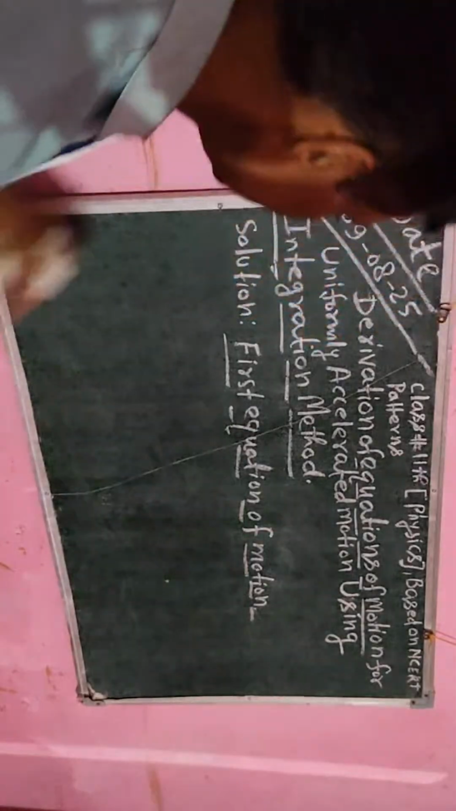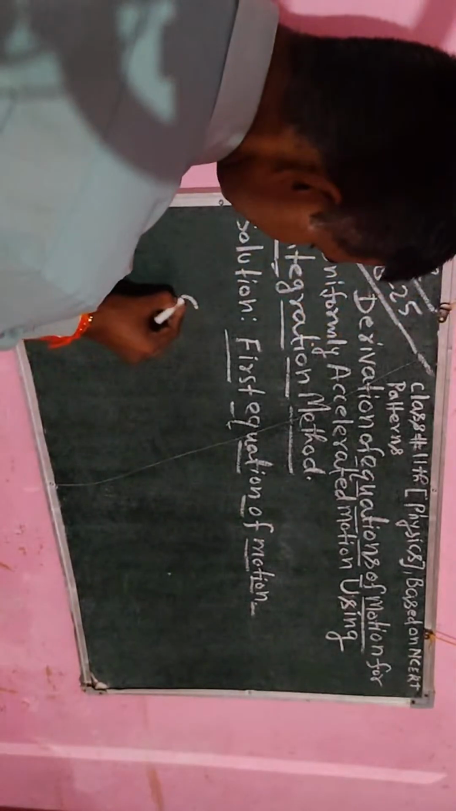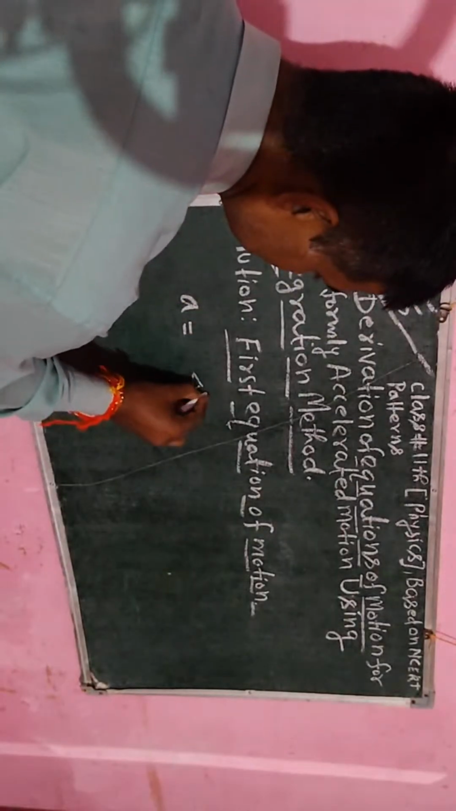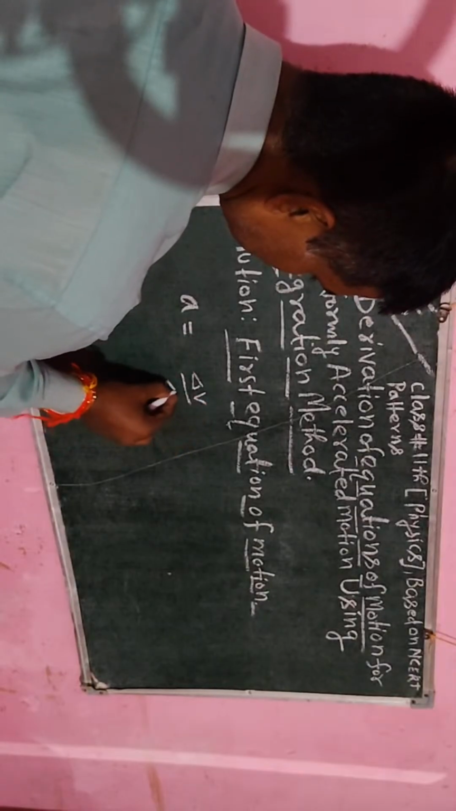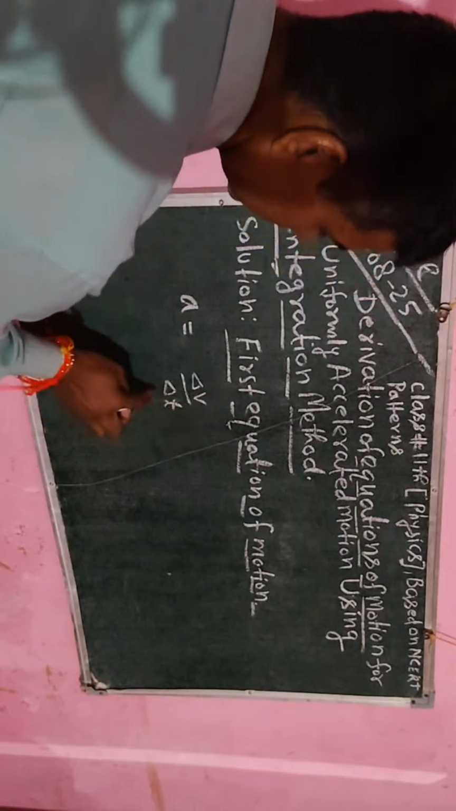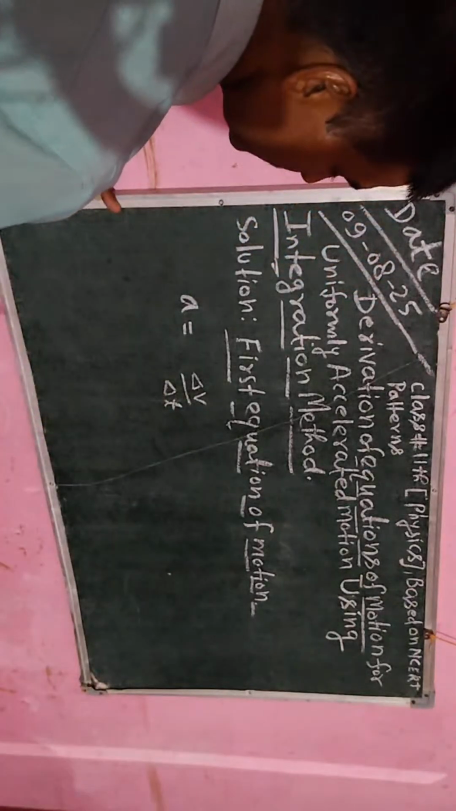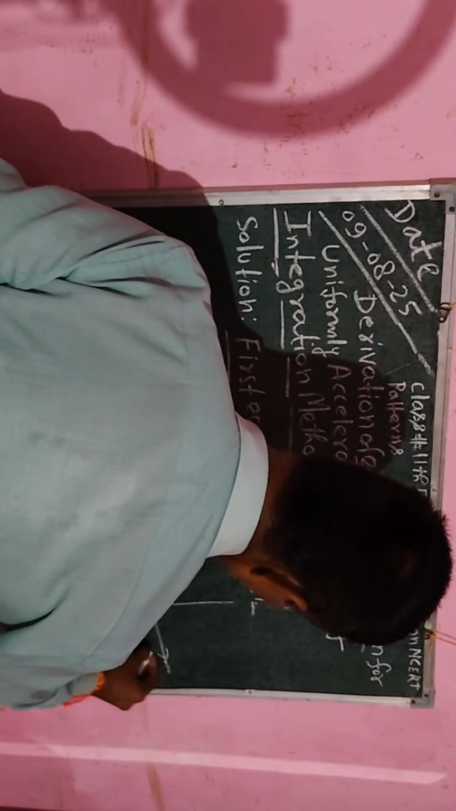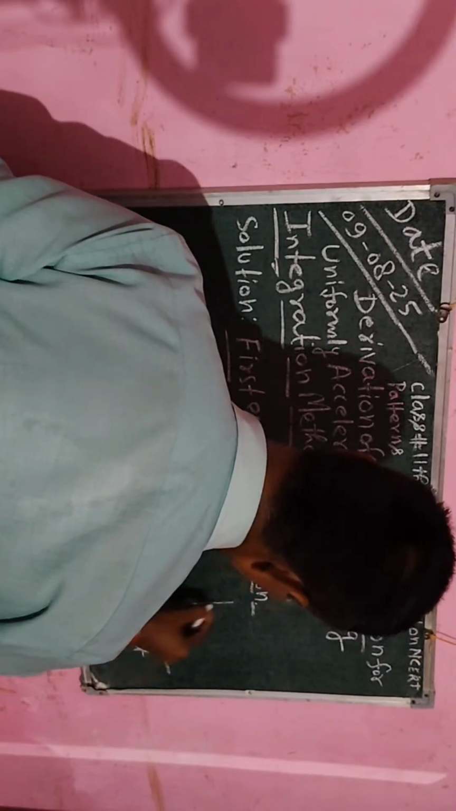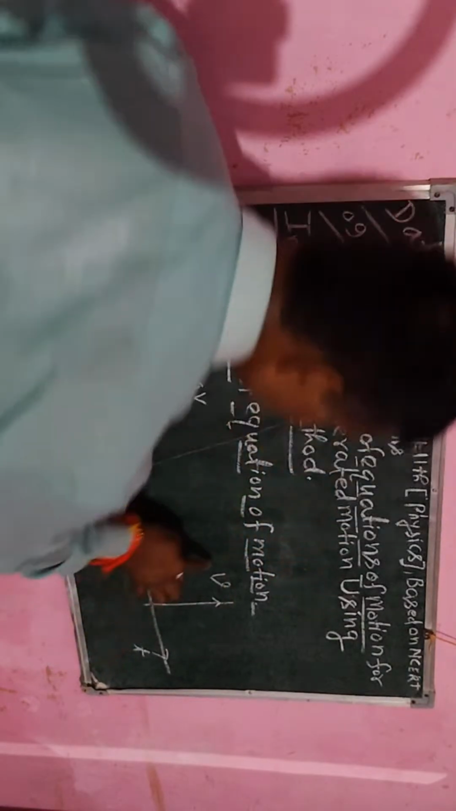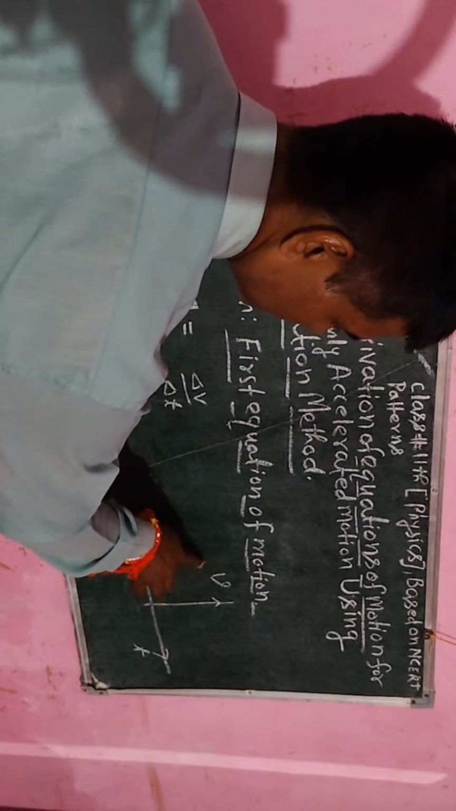So acceleration is written with small a, and it is the change in velocity per unit time. So I will write it like this: delta v divided by delta t. Now, if there is a curve like this, this will be along the t axis and this will be along the v axis. T represents time and v represents velocity.